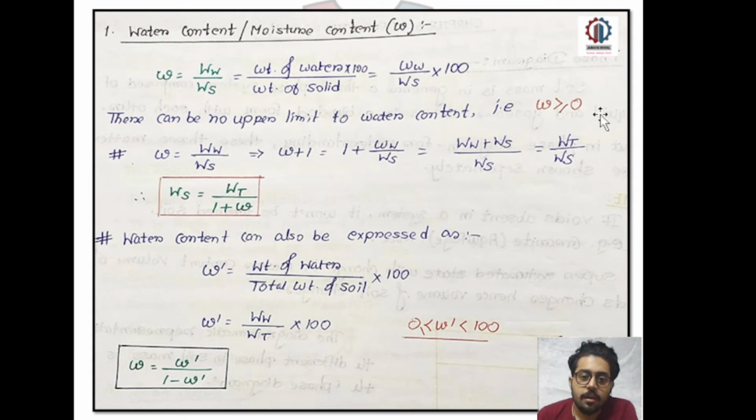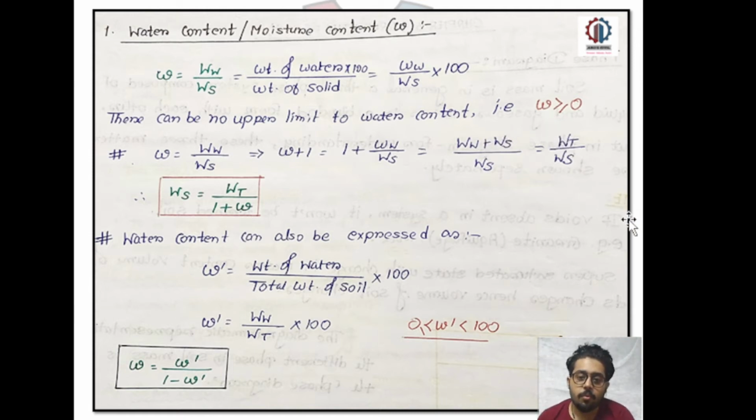Then water content can be represented by WW by WS. Here WW means weight of water, WS means weight of solid. If we add 1 on both sides, then it comes as omega plus 1 equal to 1 plus WW by WS. Then (WW plus WS) divided by WS equal to WT by WS. See, weight of water plus weight of solid is total weight.